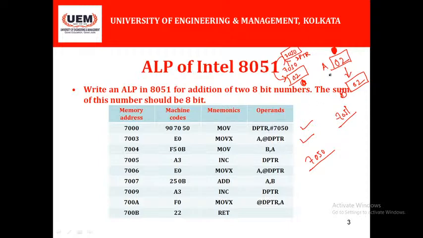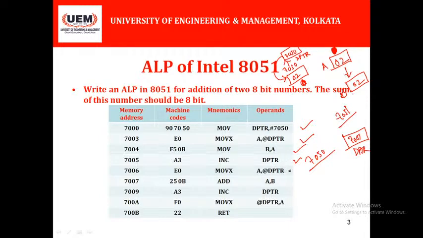The value of the A register we are transmitting to the B register, and MOV B, A. So we are transmitting the value of A to the B register with the help of the third statement. With the help of the fourth statement, INC DPTR, we are incrementing the value of the DPTR or data pointer register. So the data pointer register is now 7051, that is the value of the data pointer register.